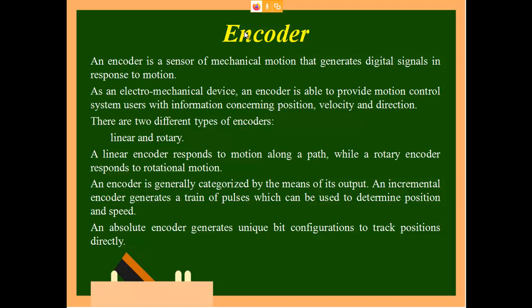Again there are two types of encoder, one is linear, another rotary. A linear encoder responds to motion along a path, while a rotary encoder responds to rotational motion. Encoders are generally classified by the means of their output. An incremental encoder generates a train of pulses which can be used to determine the position and the speed. An absolute encoder generates a unique configuration for each position directly.